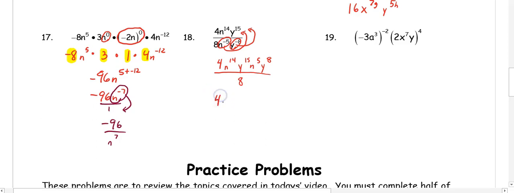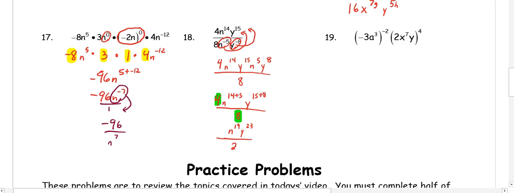So the n exponents can combine together by being added. So we have 4 n to the 14 plus 5, and the y exponents can be added together for 15 plus 8 over 8. So when we add those exponents together, we get n to the 19th, y to the 23rd. Now the numbers 4 and 8 can be reduced because we can divide both of those numbers by 4. So 4 divided by 4 is 1, so we don't need to write the 1 on the top. But 8 divided by 4 gets us 2 in the denominator.